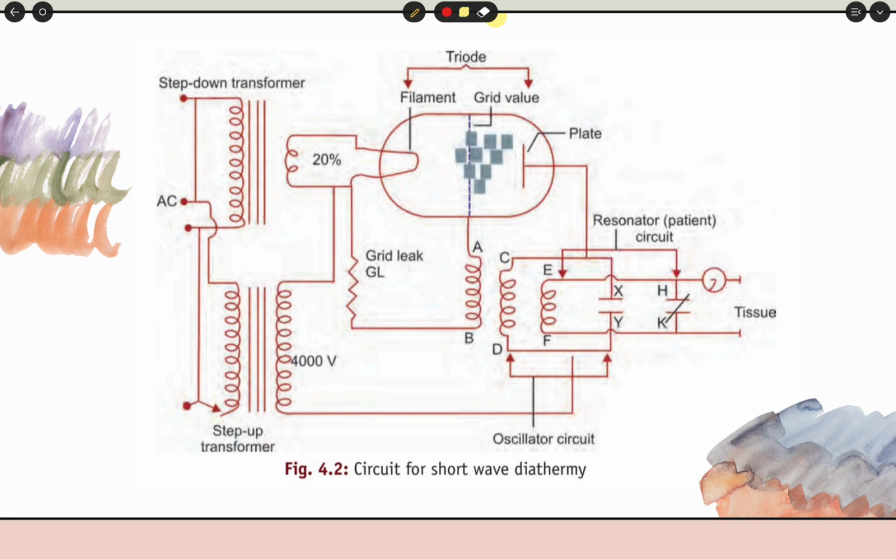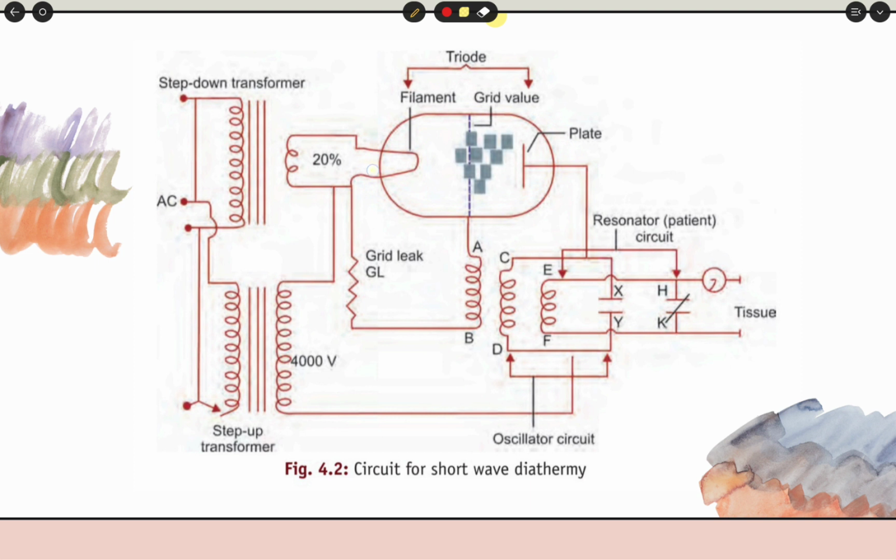So the machine has a machine circuit and a patient circuit. Up till this part, this is your machine circuit, and around this is your patient circuit. Starting with, it has a step down transformer and a step up transformer. The step down transformer converts the 220 volt of energy input to 20 volt, and the step up transformer advances it up to 4000 volts. Both of these are connected to the triode valve through the cathode end.